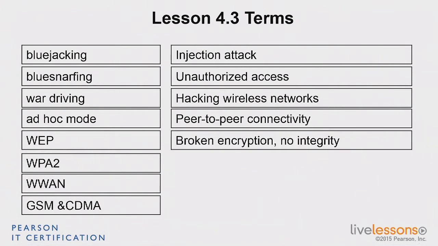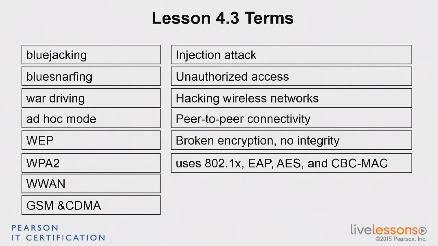WEP, for Wired Equivalent Privacy, is really broken encryption, doesn't work anymore, and there's no integrity. So when we're choosing WEP, again, broken encryption, no integrity available. WPA uses 802.1X. It uses EAP, and AES, and CBC-MAC. So on a WPA2 network, we are going to get some authentication, some encryption, and some integrity. We're still going to want to supplant that with secondary layers of each.